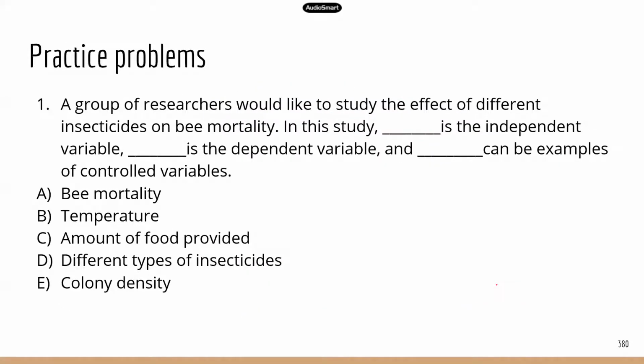This is a practice problem. This problem is designed to test your knowledge of different variables. So let's say a group of researchers would like to study the effect of different insecticides on bee mortality. In this study, which one is the independent variable, which one is the dependent variable, and what are some examples of controlled variables that should be kept constant among different groups?